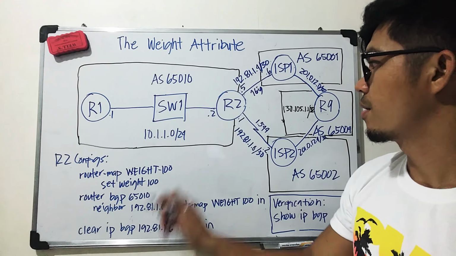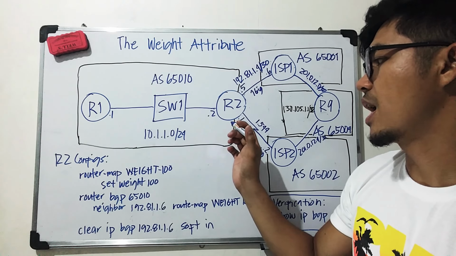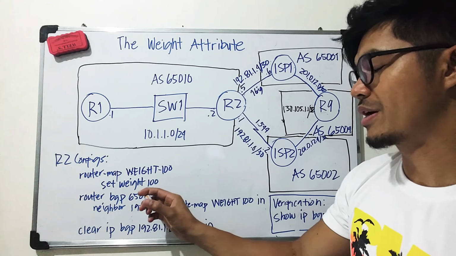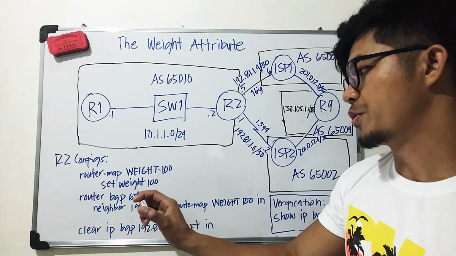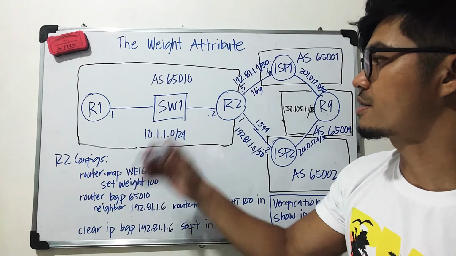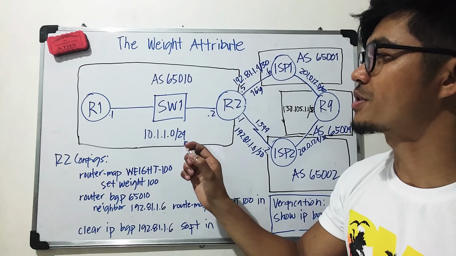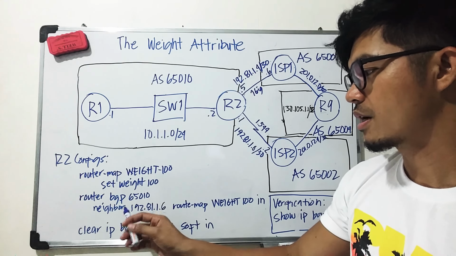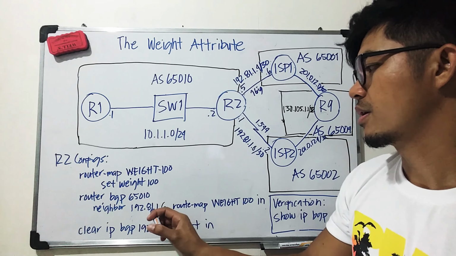The routes that router 2 has learned are gonna have a weight of 0 by default. So here we are setting the weight to 100, and then you just have to go into router BGP and the BGP process ID, in this case the autonomous system 65010. So router bgp 65010, and of course the neighbor that you're gonna apply the route map on.